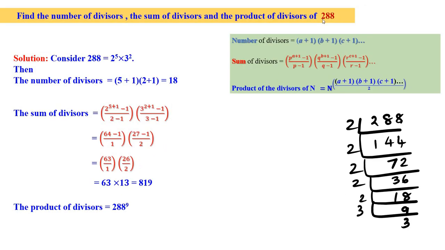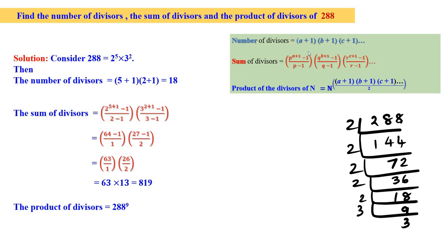Next number, 288. Again, you perform this, and from this you are able to write 288 as 2 raised to 5 into 3 square. Again, a is this, b is this, so a plus 1, b plus 1, and the product gives you the number of divisors.